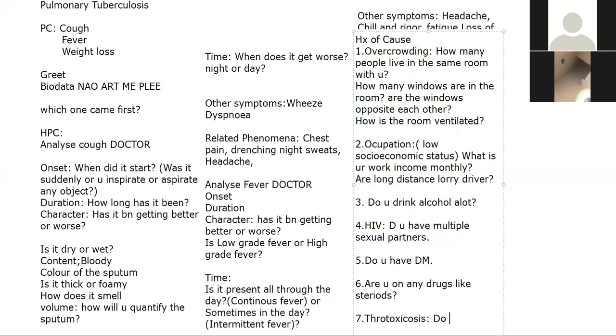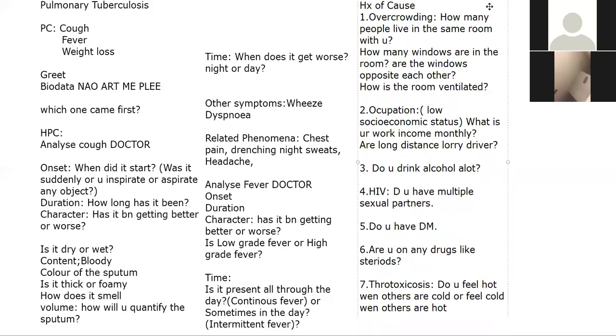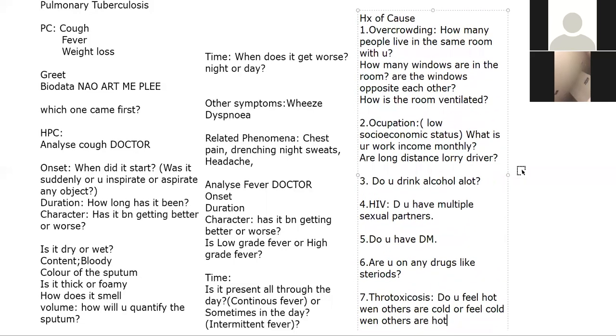So do you feel hot? Let's just ask it the normal way. Do you feel hot when others are cold, or feel cold when others are hot? Right? I hope I'm correct. So this is how you ask for it.